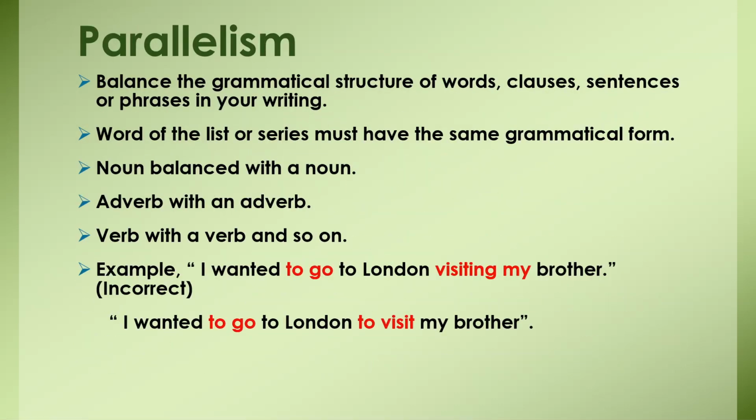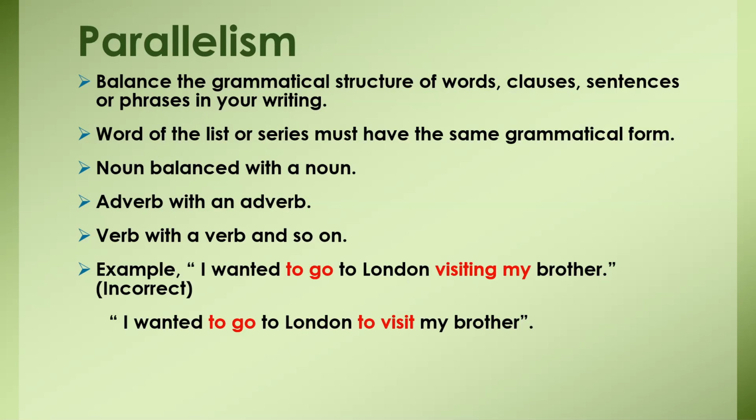Next is parallelism. Now, parallelism is when you balance the grammatical structure of words, clauses, sentences, or phrases in your writing. When we are writing in the form of a series or a list, each item or word of the list or series must have the same grammatical form. A noun should be balanced with a noun, a clause with a clause, an adverb with an adverb, a verb with a verb, and so on.